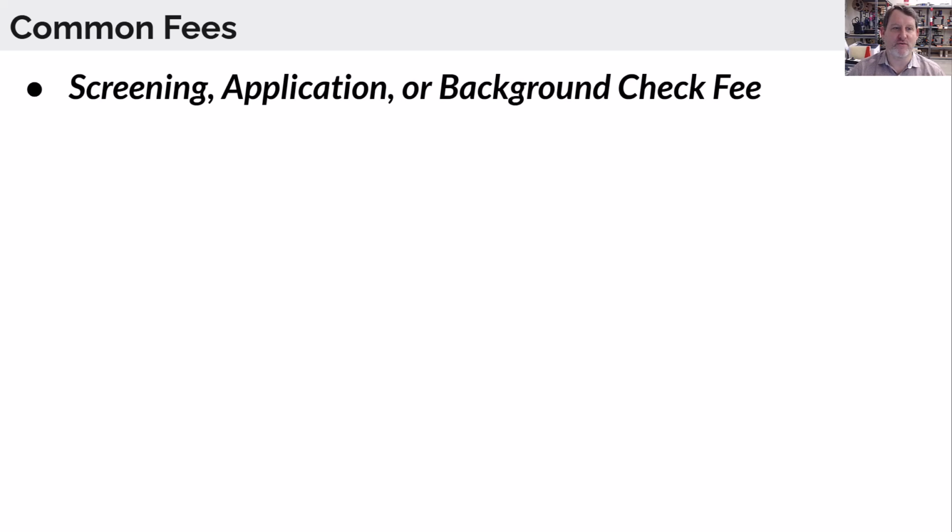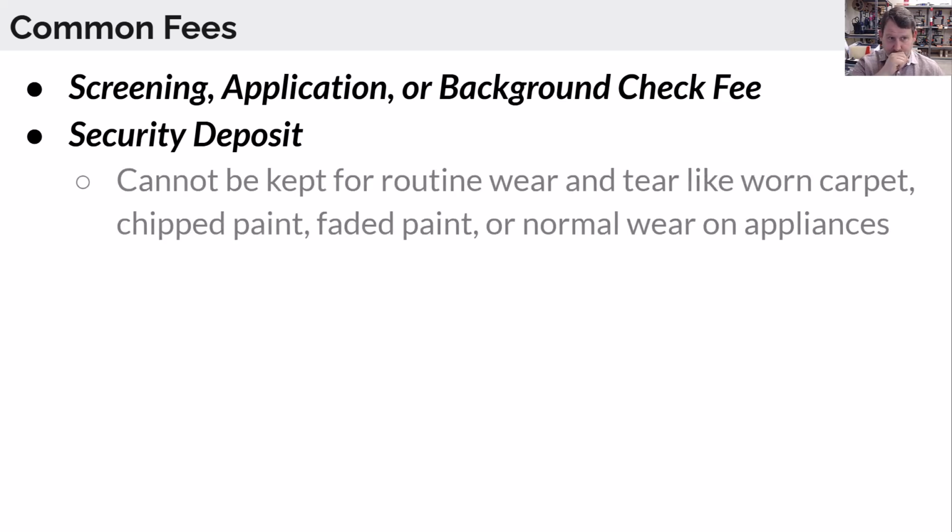Some common fees you'll run into: screening, application, background check fees. Typically all of these fees are non-refundable. So once you pay them, they're used to do all this work and you don't get them back. Security deposit, we've talked about a little bit. The security deposit cannot be kept for routine wear like worn carpets, chipped paint, faded paint, normal wear on appliances, the kind of things that just happen when you're living in a place.